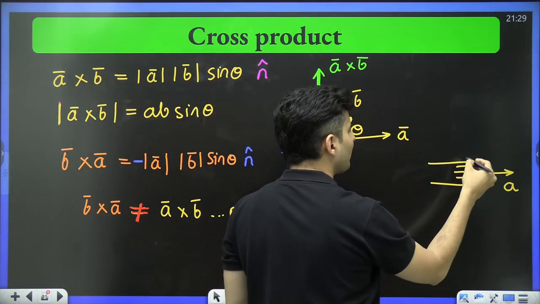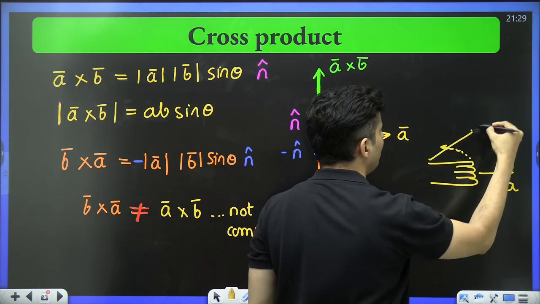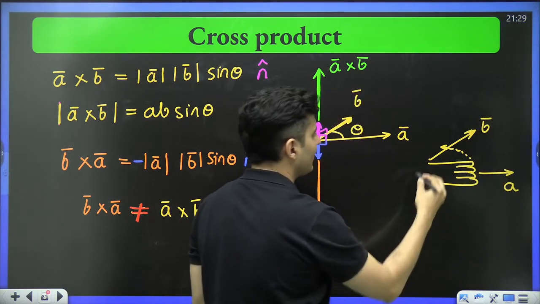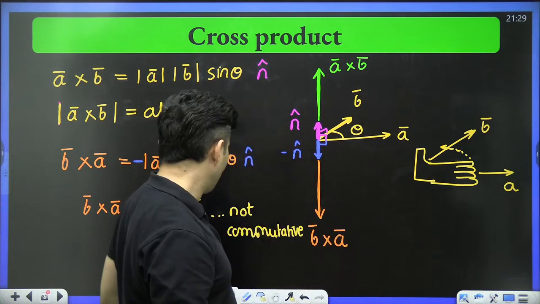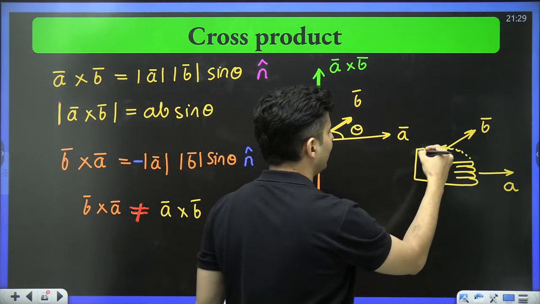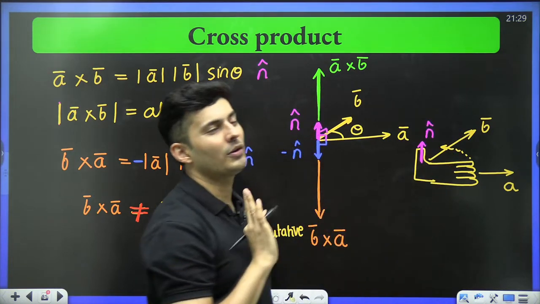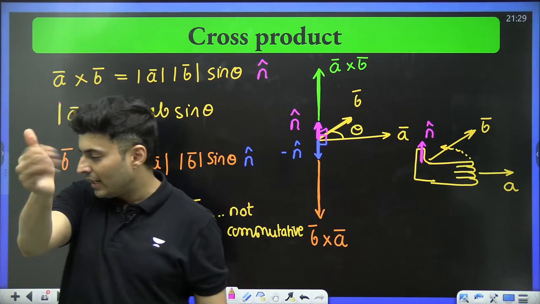Turn it towards B. As you curl your fingers towards that particular B direction, guys, won't your thumb point upwards? That is the direction of n hat or basically A cross B. Is that understood? Everybody? Yeah, I can see right hand rule.